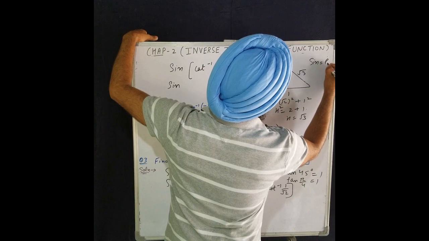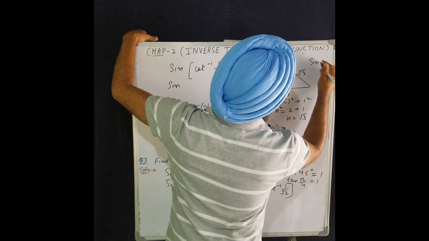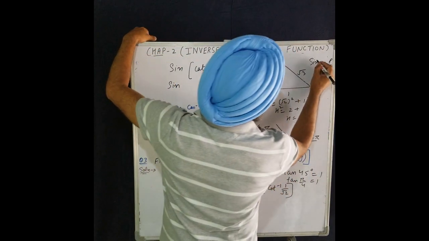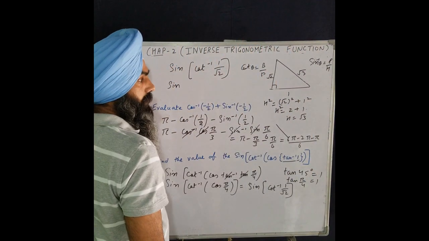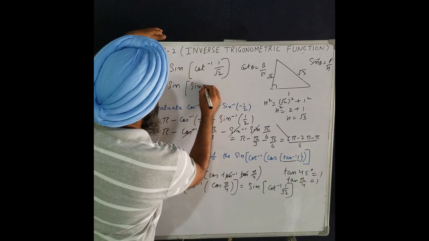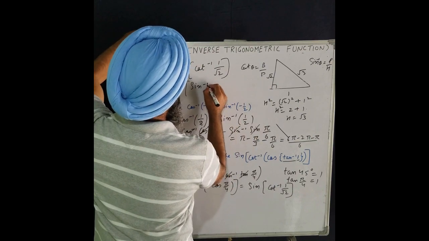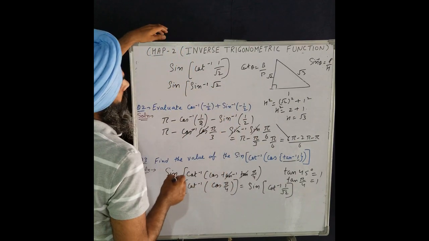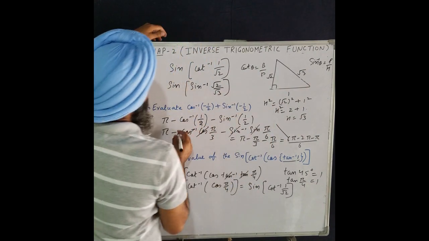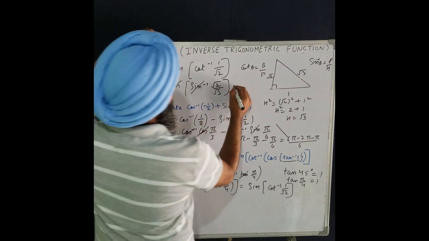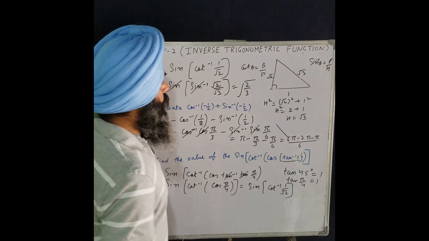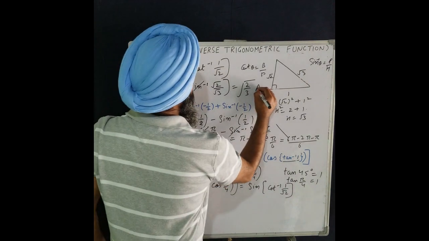Sin theta is perpendicular upon hypotenuse. If we use sin inverse, the value remains same, perpendicular upon hypotenuse. So we will write it as sin inverse. Here perpendicular is under 2, and hypotenuse is under 3. So the sin and sin inverse get cancelled out. The value comes out to be under root of 2 upon 3, that is your answer beta.